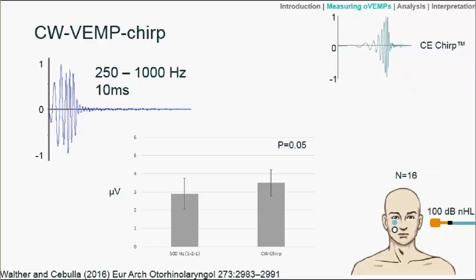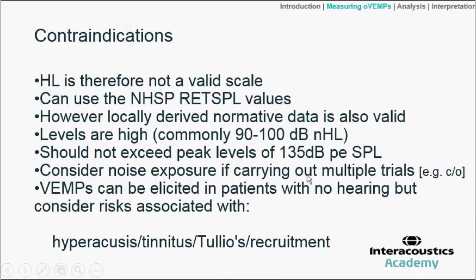So there's a statistically significant and useful amplitude advantage when using the CW chirp over the traditional 500 Hertz short duration tone burst. Of course, this is by AC. As we'll see, there may be reasons where for BC sounds, bone conducted sound, that 10 millisecond chirp is rather long when it comes to controlling the stimulus artifact, but certainly via AC that's a useful addition.